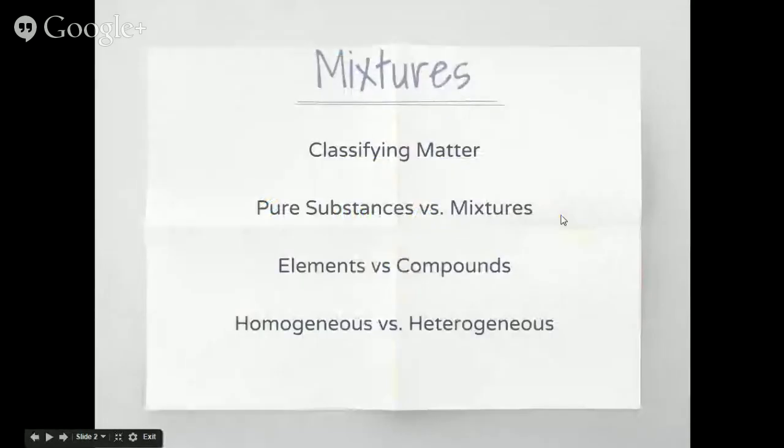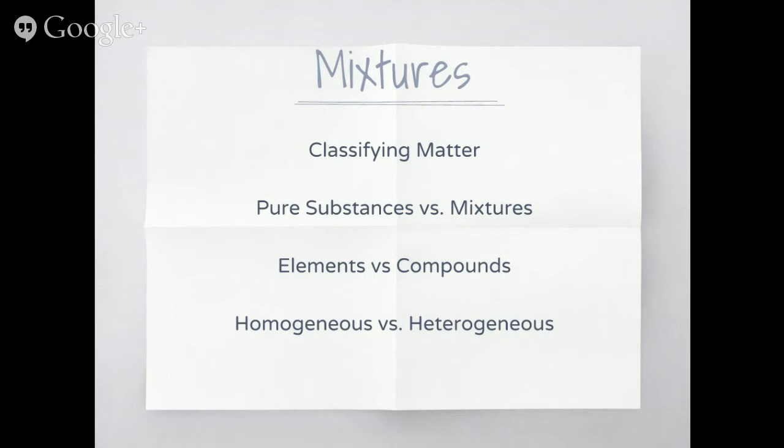So the first thing we need to do is step back and talk about mixtures. We talked about mixtures way back in September when we were classifying matter. First thing we need to do is matter. What is matter? Matter is anything that has mass and takes up space. It must have those two things in order to be matter.